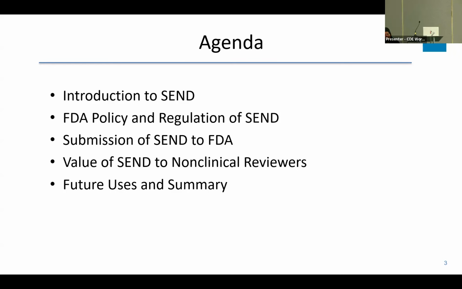So I wanted to briefly give a high-level introduction to SEND, how we got to the requirements of SEND at FDA. The submission of SEND to FDA, how that is done. We have a lot of different steps. And then probably most importantly, what is the value of SEND to us within OND, to the non-clinical reviewer, and actually to all non-clinical staff. And then I want to end with potential future uses and a summary, and just thinking about building on SEND and having more data and standardized data to move forward.